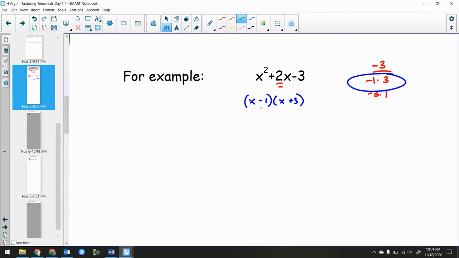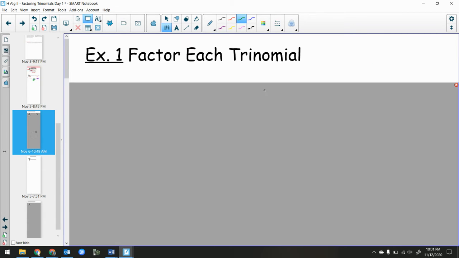If I wanted to check my work here, I could say first, x times x is x squared, outer, plus 3x, inner, minus 1x, last, minus 3. Combine like terms in the middle, x squared plus 2x minus 3. I shouldn't box that. That's not technically my answer. That's just the check. This was my answer, right? Okay. All right, so let's do that.